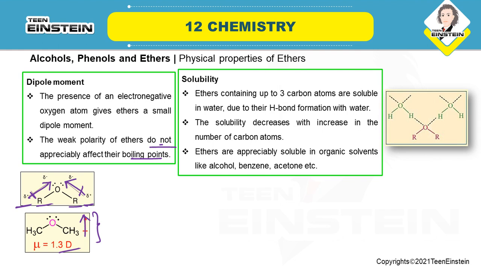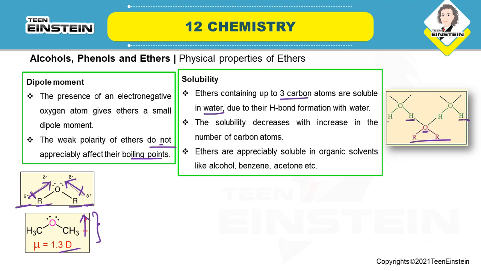Next point is solubility. Solubility of ethers. Ethers containing up to 3 carbon atoms, that is the total number of carbon atoms, under this condition we can say they are water soluble because of hydrogen bond formation with water. So see, this is an ether molecule and 2 molecules of water, with hydrogen bond formation between the H of water and the oxygen of ether, and another water molecule on the right hand side. So this type of hydrogen bond formation is possible, and that is responsible for their solubility.